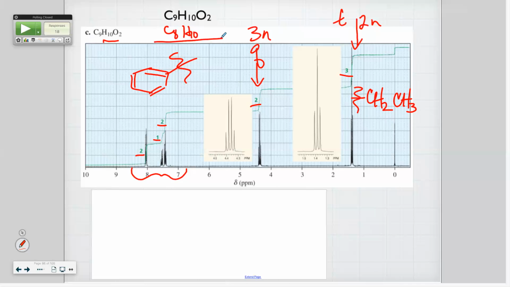So what do I have left? CO2. Any ideas? Remember, everybody still has to meet their correct valence and all that good stuff. Okay, so what do you think?